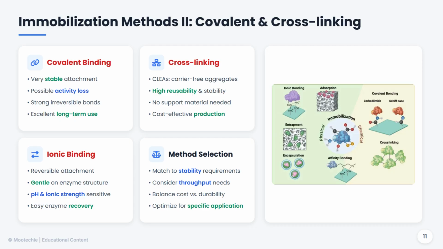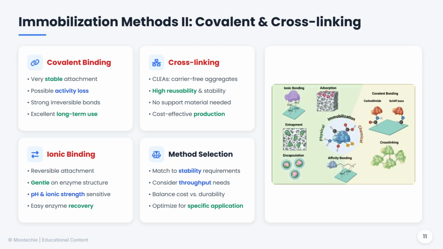Cross-linking often creates carrier-free immobilized enzymes, like CLEAs, which are cross-linked enzyme aggregates. These offer high reusability and stability without needing a separate support material, making production cost-effective. Ionic binding is a reversible attachment method that is gentle on the enzyme's native structure. However, it is sensitive to changes in pH and ionic strength. It allows for easy enzyme recovery.